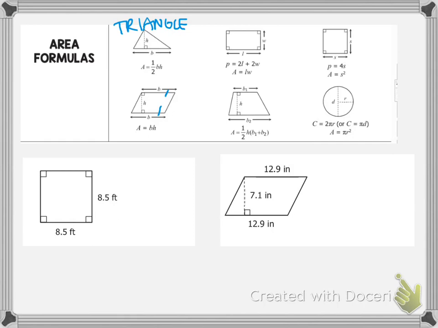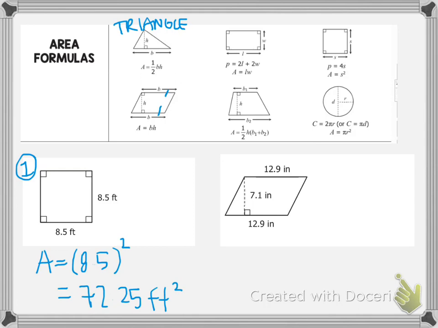So if I wanted to find the area of each one of these figures, this is a square, so this is going to be 8.5 squared. When you say 8.5 squared, you get 72.25. And remember, your units for area are always squared units.